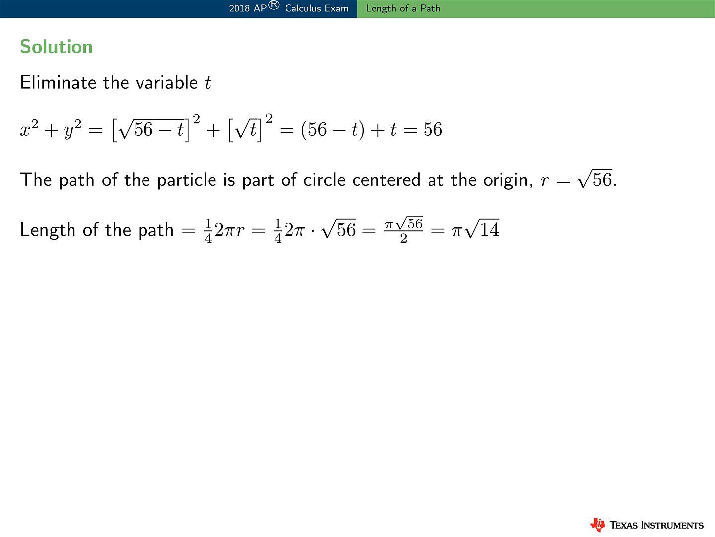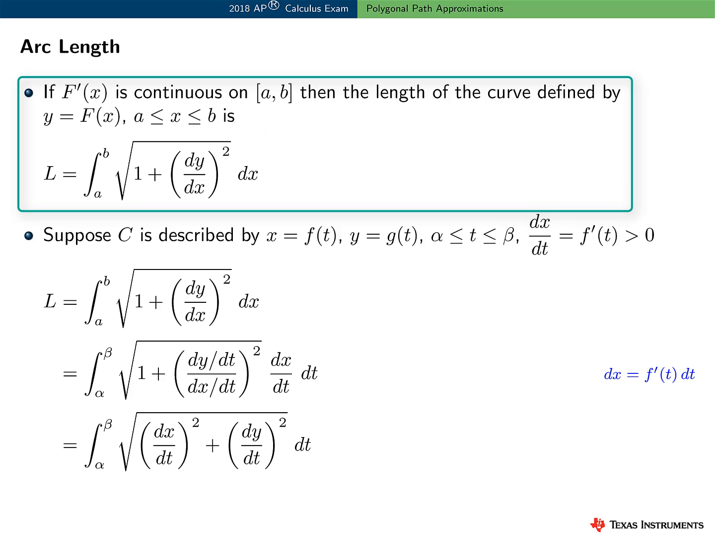So this gives us some hope that we can find the length of a more general curve described by parametric equations. One method to obtain a general formula for arc length of a curve described by parametric equations is to recall the expression for arc length of the graph of a function y equal f of x. If f prime of x is continuous, then the length of the curve is given by this expression.